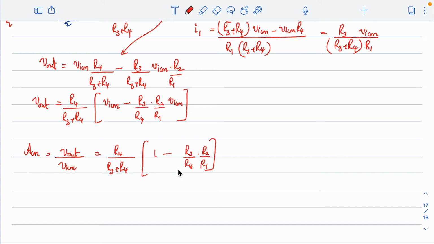Now for the differential amplifier, yeah, Sanket, I didn't get, yeah, I'll come back.